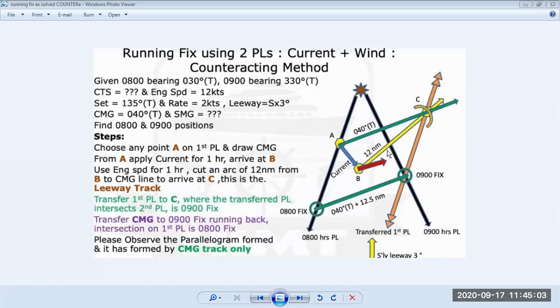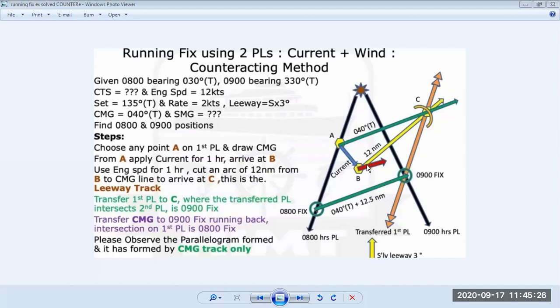We join B and C, and this is our course to steer with wind. That is our leeway track, because we have not applied the wind till now. Now when we are doing the counteracting method, we always apply the leeway into the wind. So the wind is coming from the south, southerly wind, leeway 3 degrees.